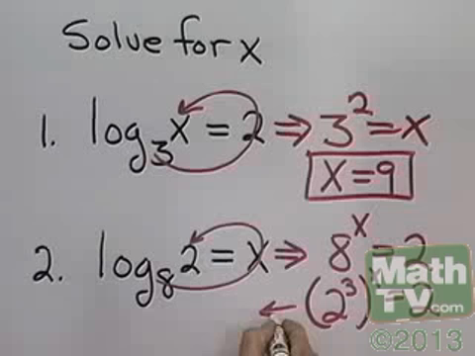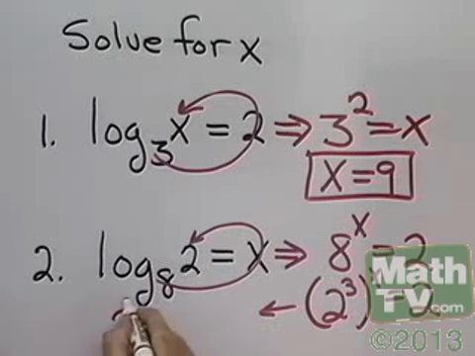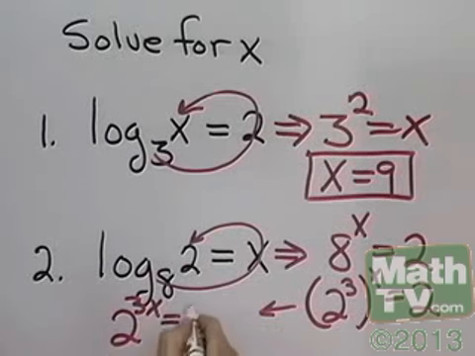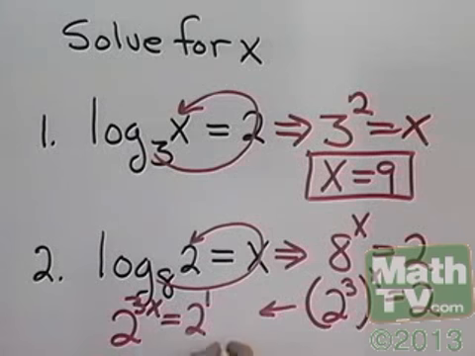Let's move it over this way. That means that 2 to the 3x is equal to 2, which is 2 to the 1. That means that x must be equal to, I'm just going to go down here, 3x is equal to 1.